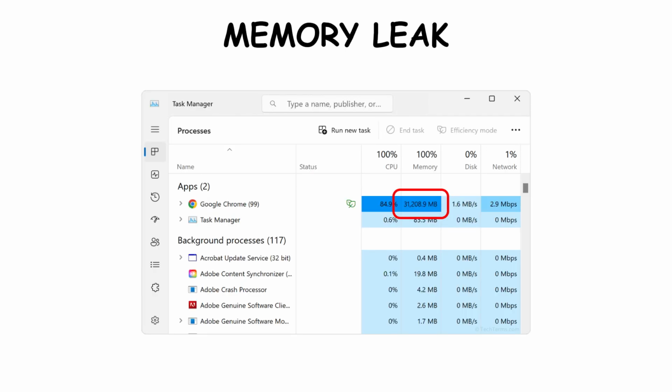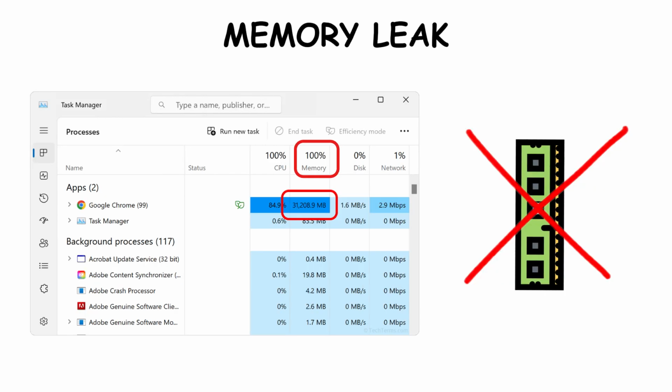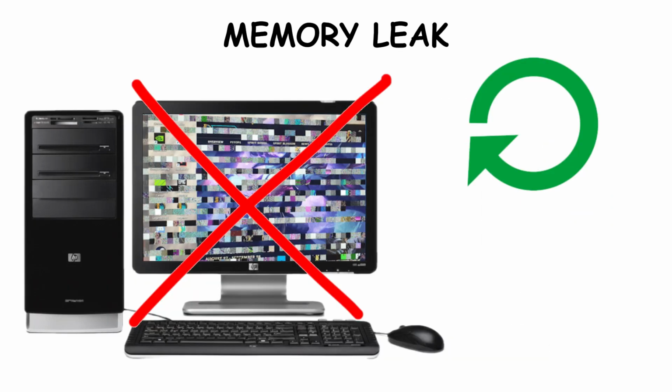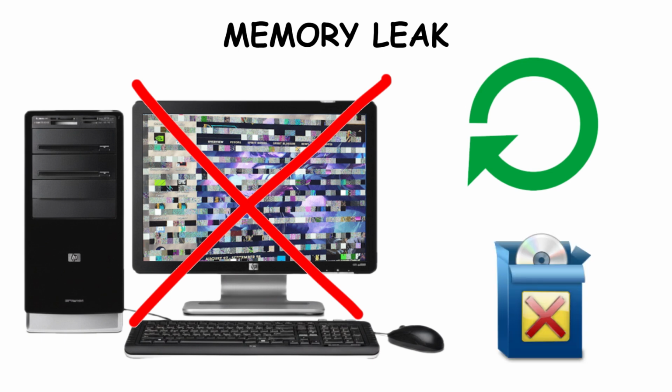These dead blocks pile up silently in the background until your RAM hits 100% capacity. With no memory left to execute basic system tasks, the entire computer locks up. The only way to break the cycle is a hard restart to wipe the RAM clean, followed immediately by updating or uninstalling the buggy software.